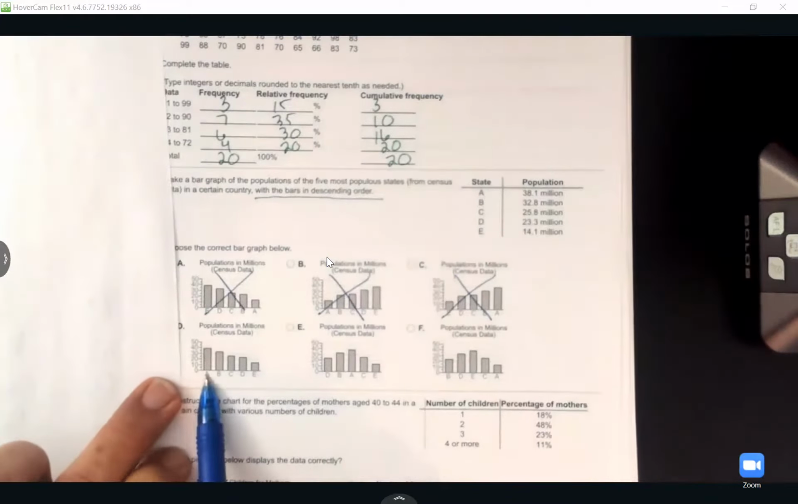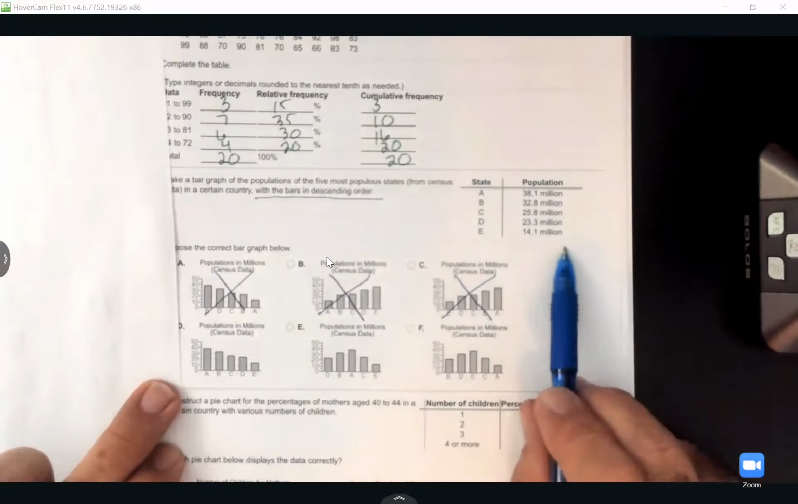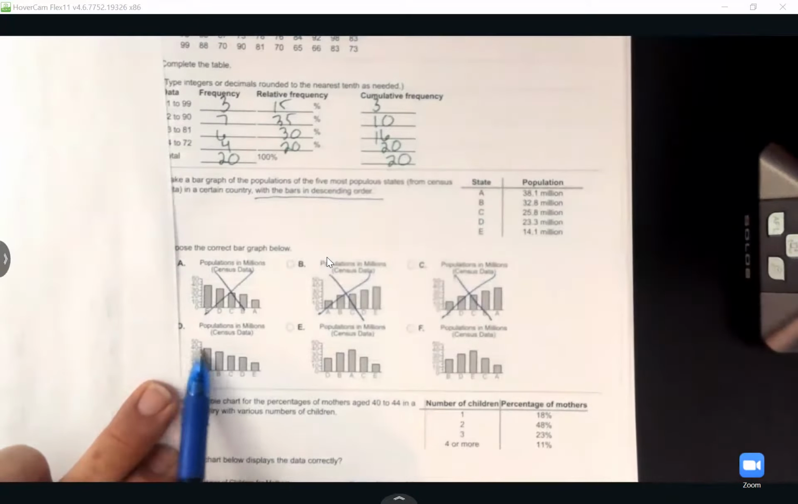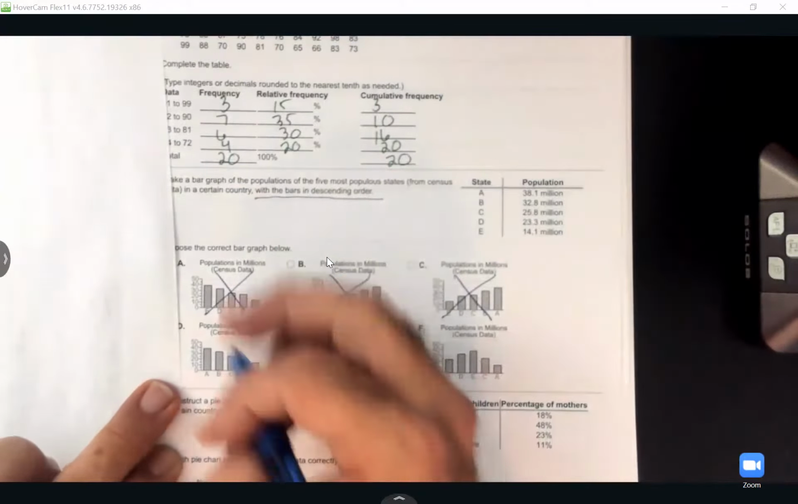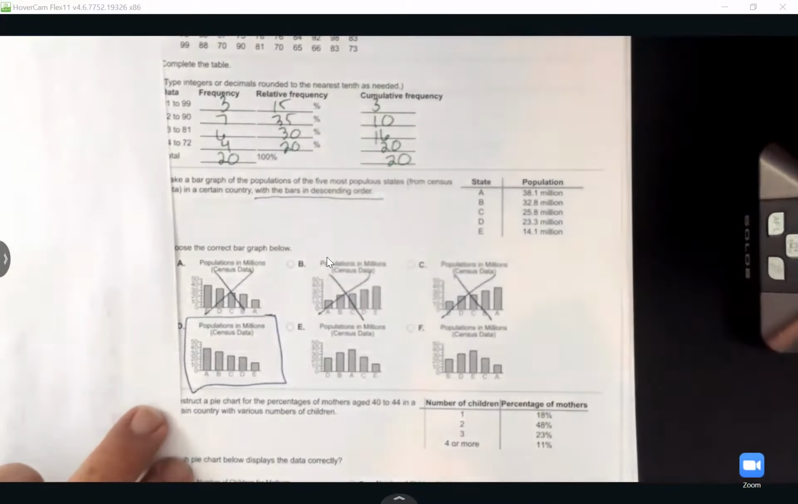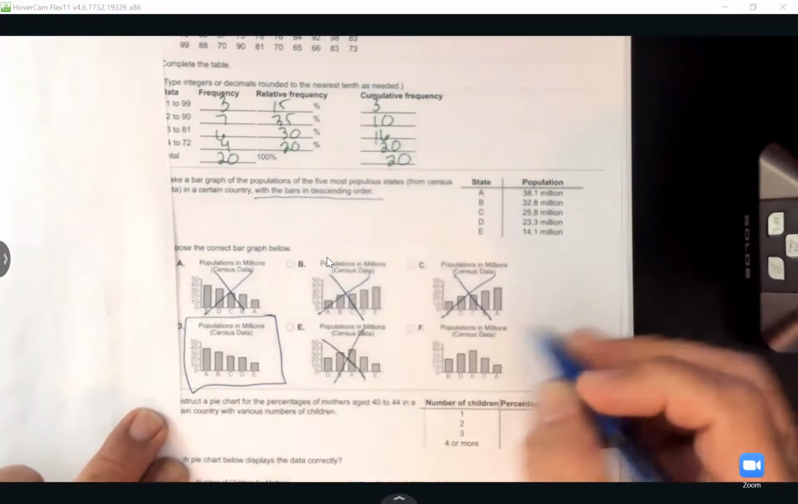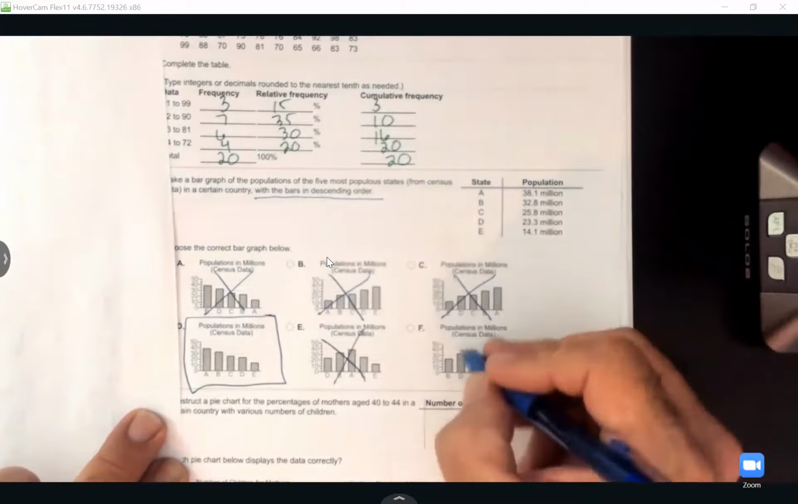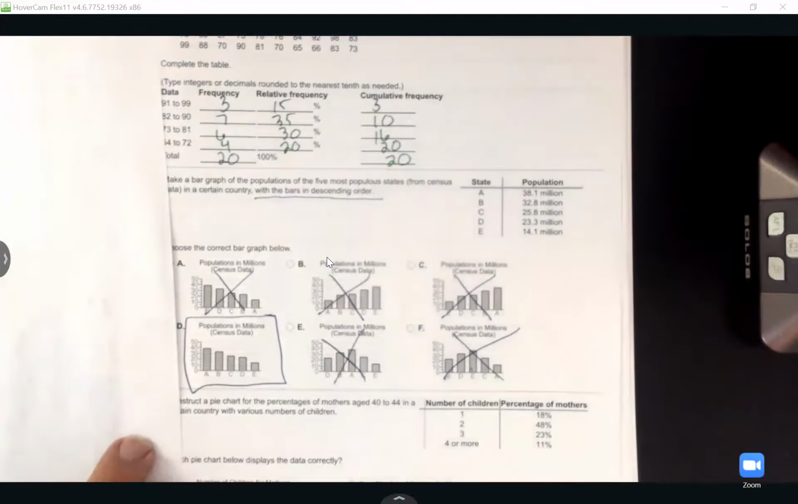All right, D has them in the right order. A is the largest, E is the smallest, and these are in descending order because they go from large to small. So we know D is right. Here, they're not in descending order. They're just in whatever order they put them in. And then this one's not in descending order. So we got to take that one out.